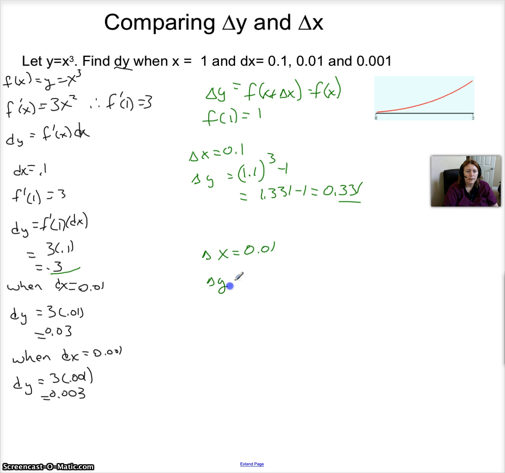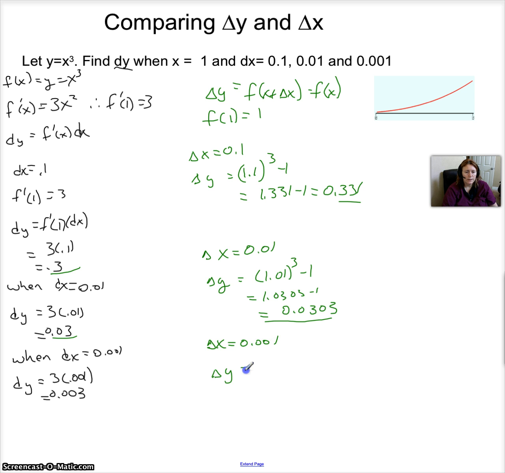Then delta y is 1.01 cubed minus 1, which is 1.0303 minus 1, or 0.0303. Well, this one's actually quite a bit closer to my differential there. What about when delta x is 0.001?